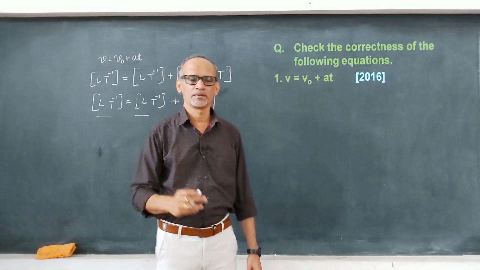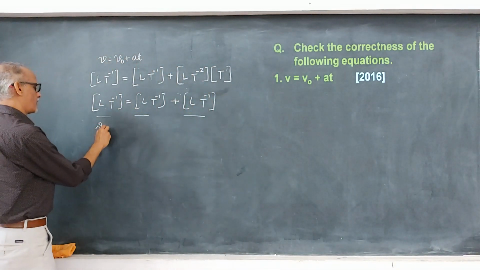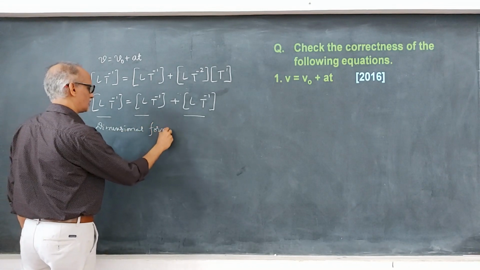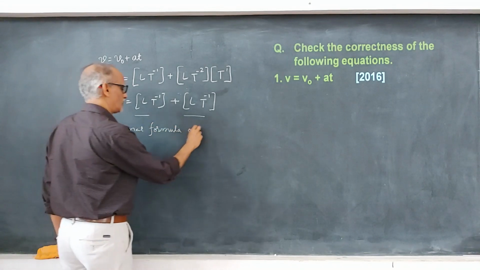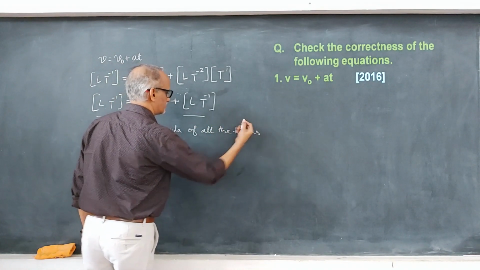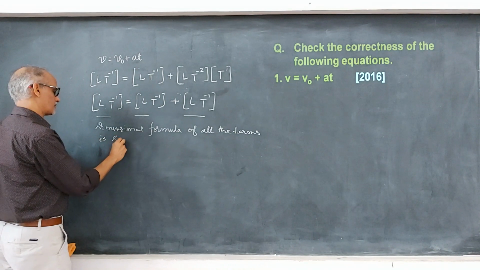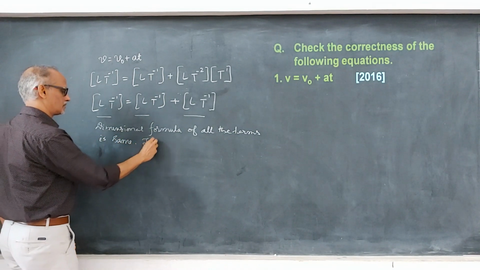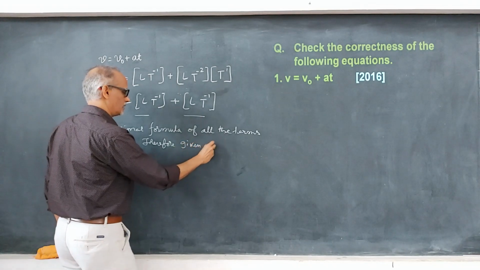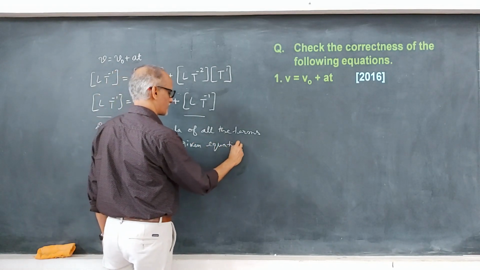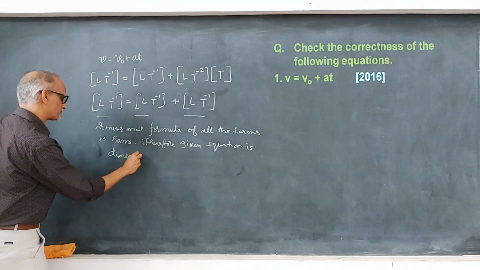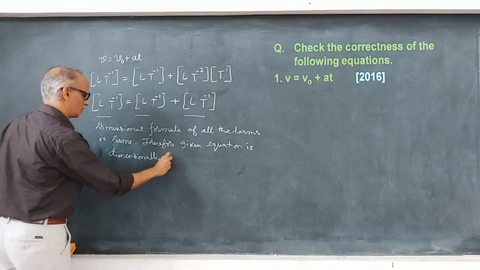So, therefore, we have to write: the dimensional formula of all the terms is the same. Therefore, the given equation is dimensionally correct. So this is the conclusion.